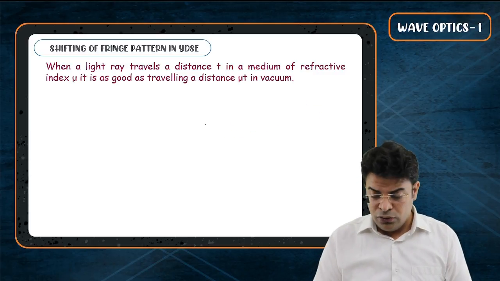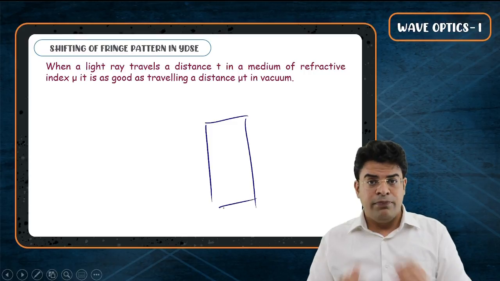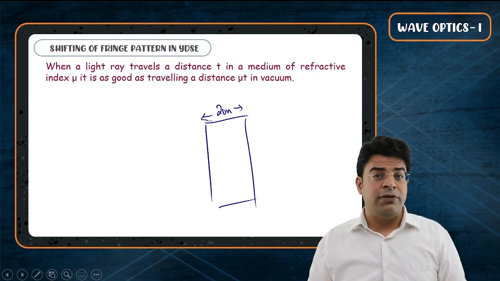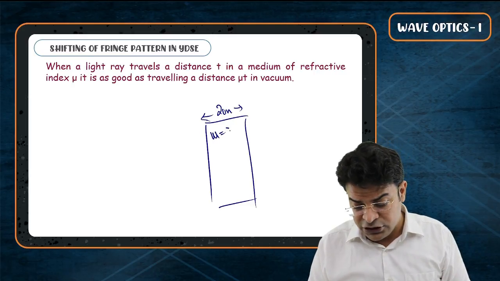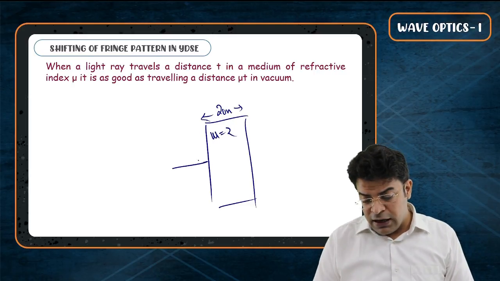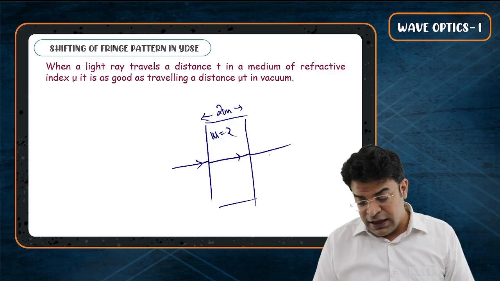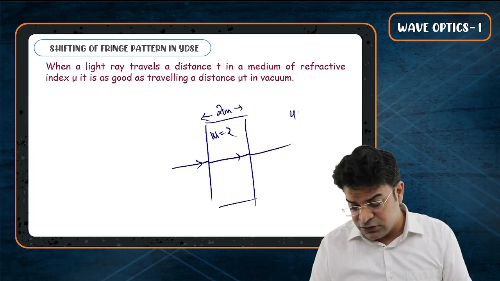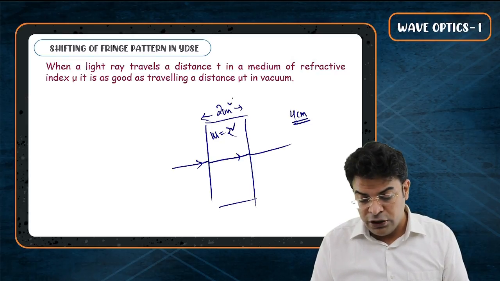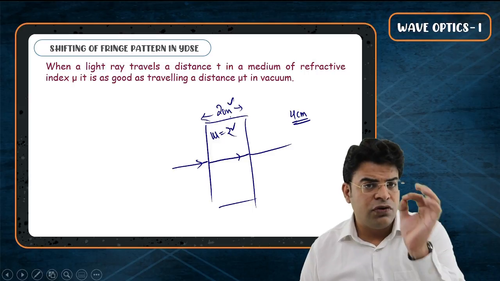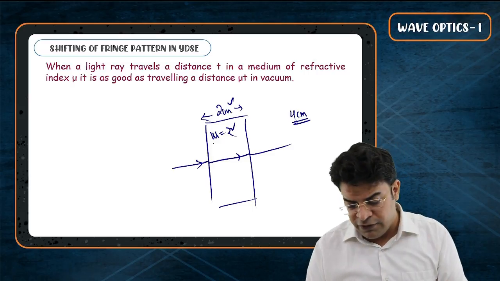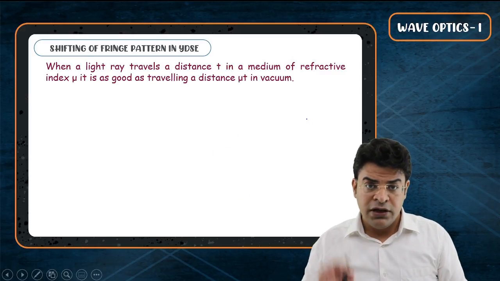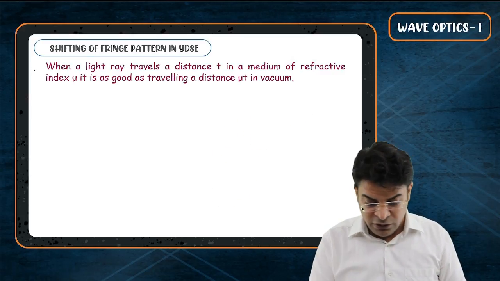So if tomorrow you have a slab of thickness 2 centimeter, and let's say this slab is made up of some special material having refractive index 2, then when a light ray travels through this slab, it is as good as traveling a distance of 4 centimeter in vacuum, mu into t. So traveling a distance of 2 centimeter inside a slab of refractive index 2 is as good as traveling a distance of 4 centimeter in vacuum. Keep this important point in mind. This is a really important point.